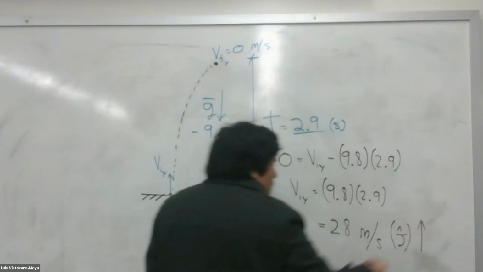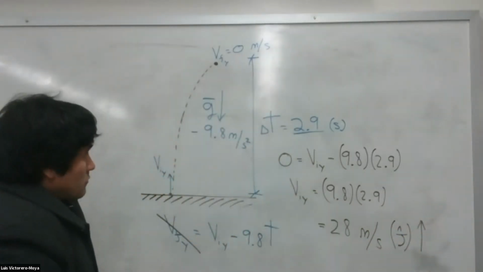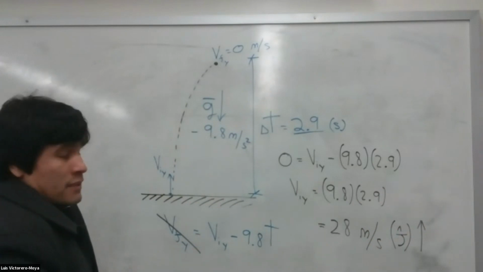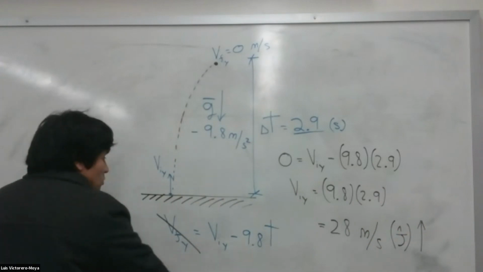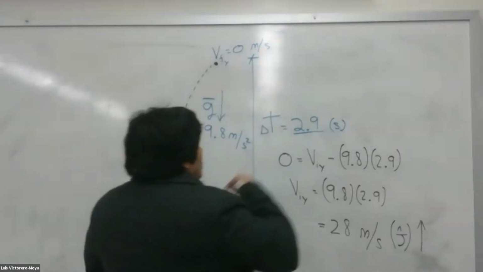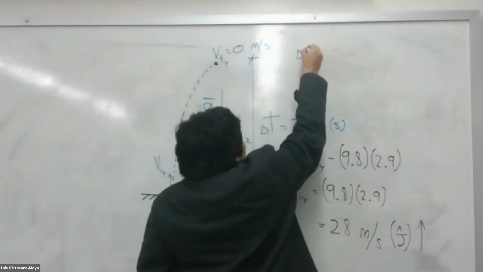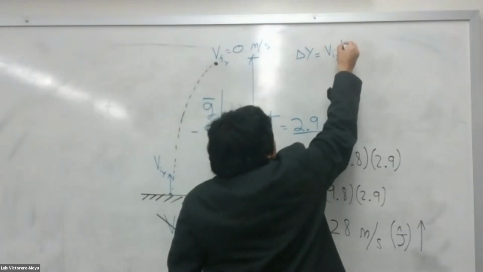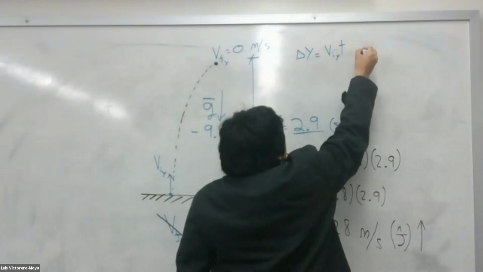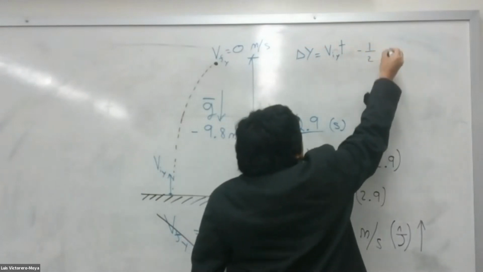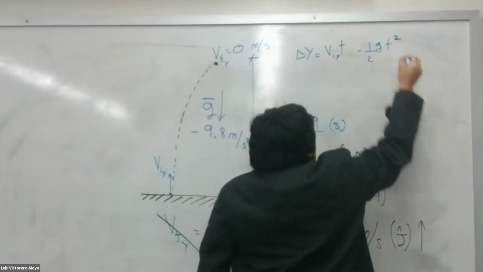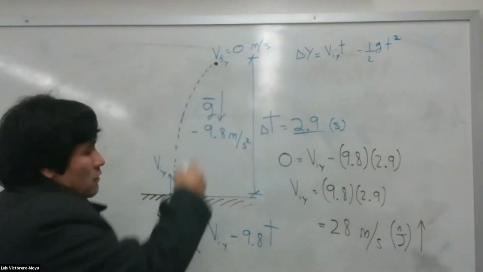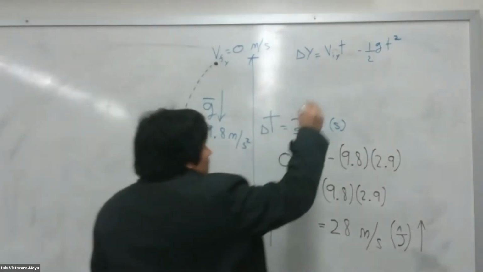It's going up. How do you find the maximum height? There are two ways you can find the maximum height. There are two equations you can use. You know that delta y is v initial on y times time. In this case will be minus 1/2 gravity t squared. You have time, you have gravity, you have the initial velocity now. You can replace and find delta y, which is the maximum height.